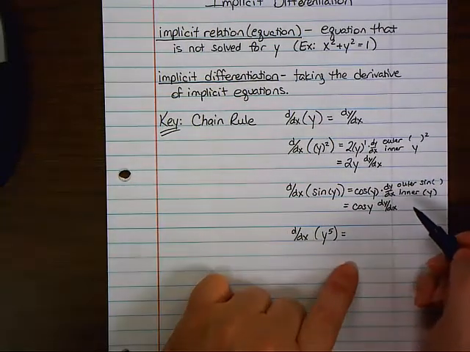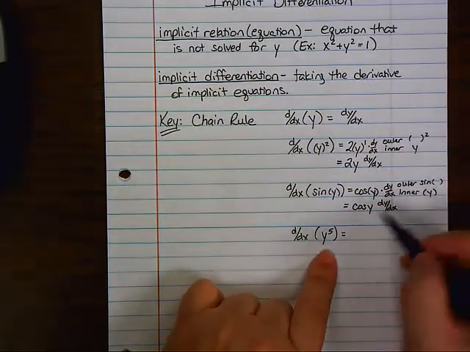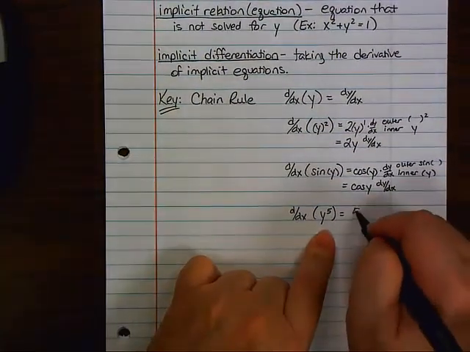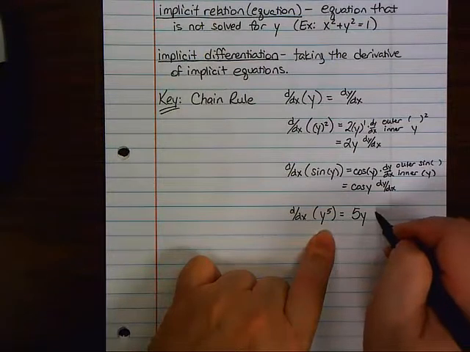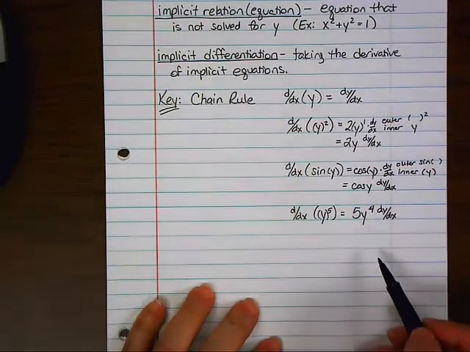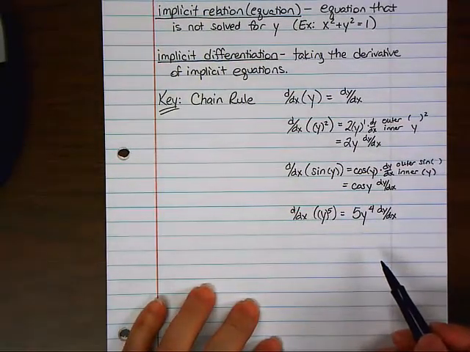Trent, what do you think? We got, because you have to carry the 5 to the front, you just take the derivative, so you got 5y to the 4 dy dx, because you have to drop one value. Okay. Do you see how I got 5y to the 4th dy dx? Yes. Okay.